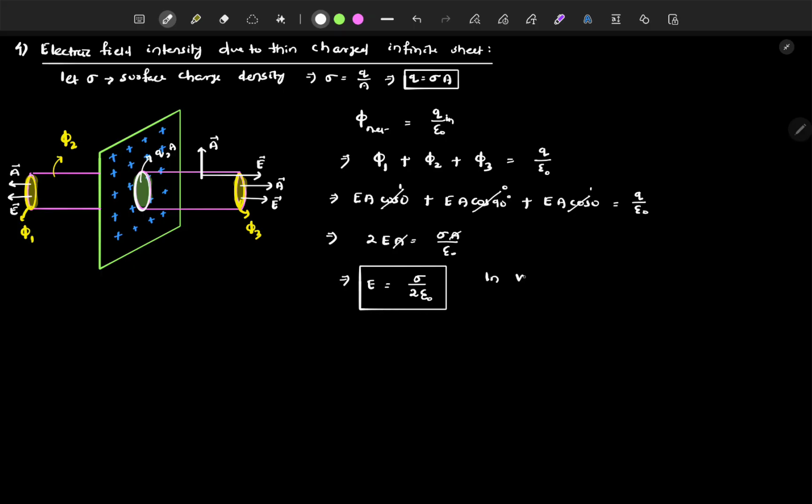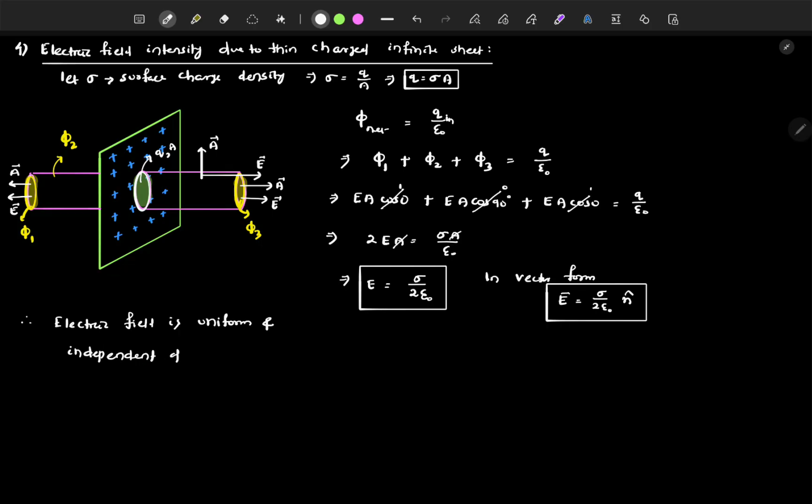In vector form we can mention E vector is equal to sigma by 2 epsilon naught n cap, where n cap is the unit vector in the direction of the E vector. From this expression we came to know that the value of the electric field is uniform and independent of distance. So one more conclusion we can write: thus the electric field is uniform and independent of distance.